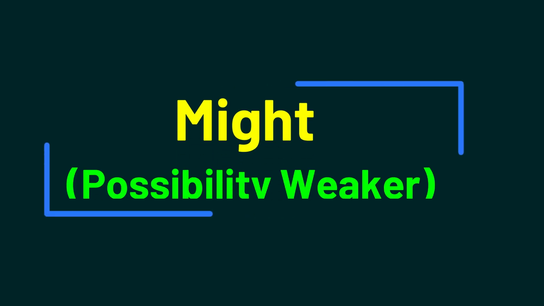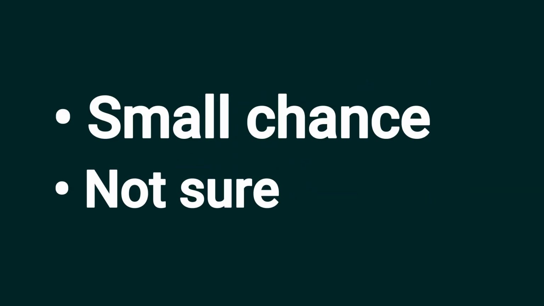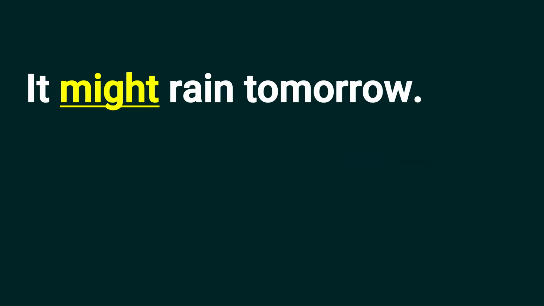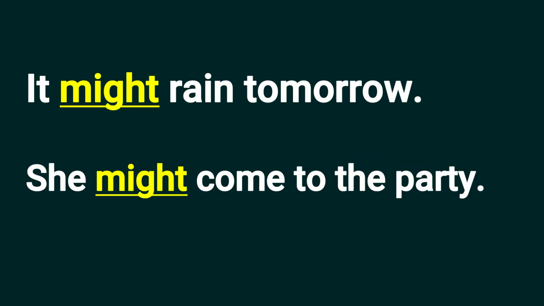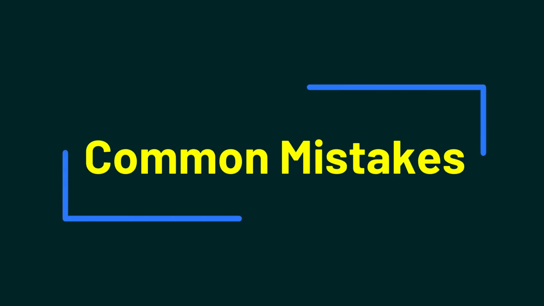So let's understand the use of might when the possibility is weaker. Small chance, not sure. We use might to talk about a weaker possibility. Let's understand by examples. It might rain tomorrow. She might come to the party. Here the chance is low or uncertain. So in case of weak possibility, we always use might.